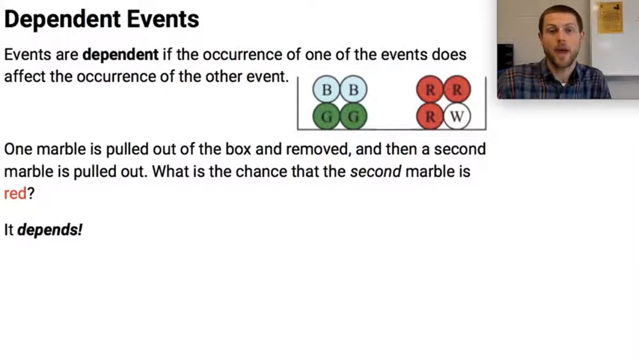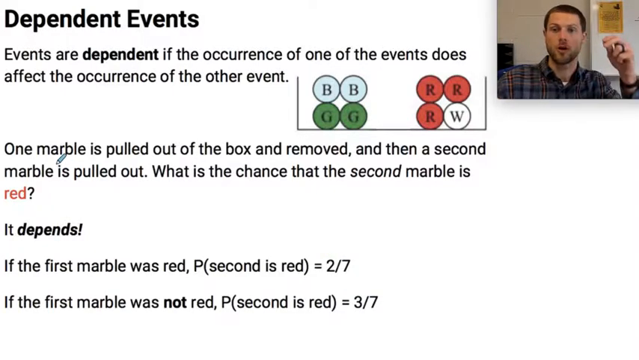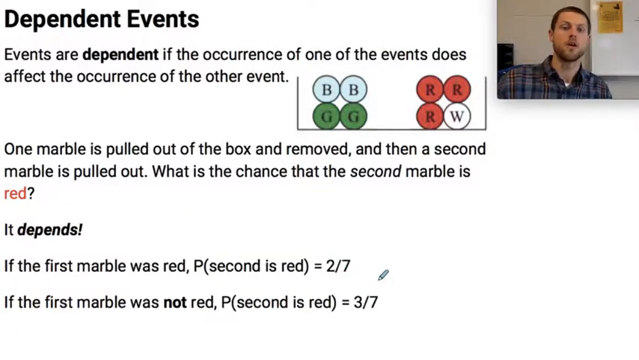Well, I mean, it depends, right? I could pull the first marble, and that could be red, right? There's nothing wrong with the first marble being red. And if that's the case, then now there are 7 total marbles left, and only 2 of those remaining are red. But that's not the only way this could play out. I could also have pulled the first marble and it not be red, and in that case, there are still 3 red marbles out of 7. So really what we're trying to say here is it depends on the situation, whether or not I want to figure out the chance of pulling out the second marble as red.